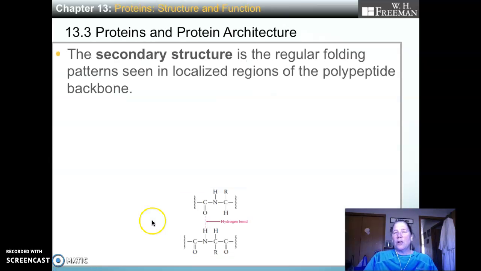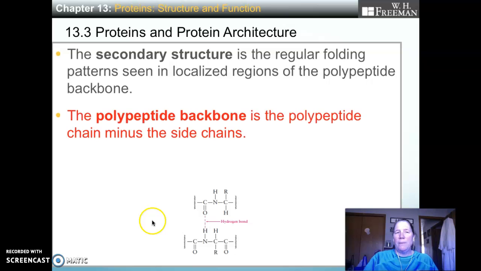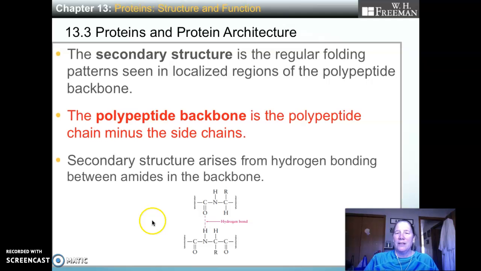Okay, the secondary structure, there's only 2. Because of their positive and negative charges, proteins, once they're made and they have all their amino acids, will do one of 2 things. They'll either spin around or they'll fold back and forth. So that's their secondary structure. It's either a regular folding pattern or it's a spin. It comes from the hydrogen bonding in the backbone because of those positive and negative charges.